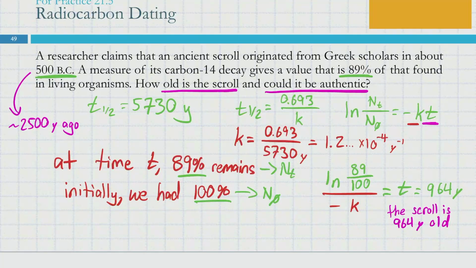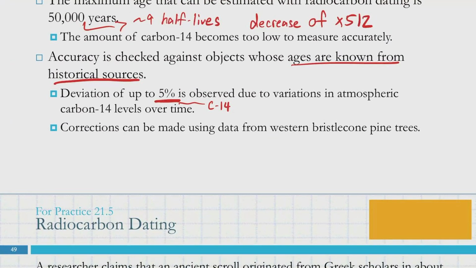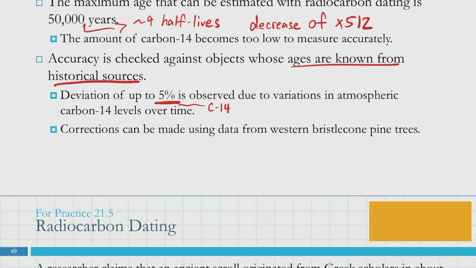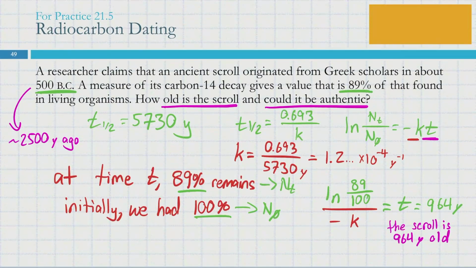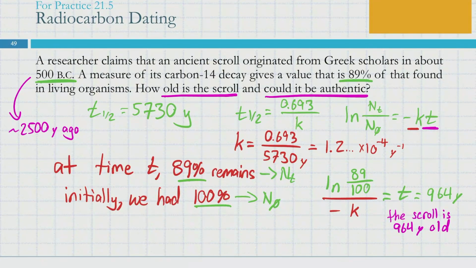The plus or minus on radiocarbon dating is about 5%. We are way over 5% off. If it was off by 10 years and we're 1,000 years old, that might be reasonable. There's a little bit of inaccuracy, not 100% precise, but this is way different. So definitely not authentic.